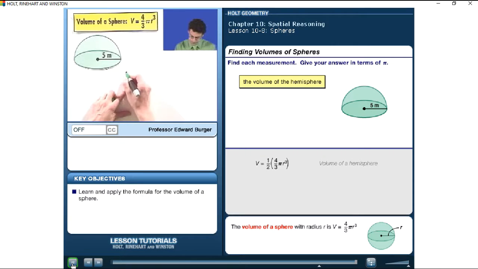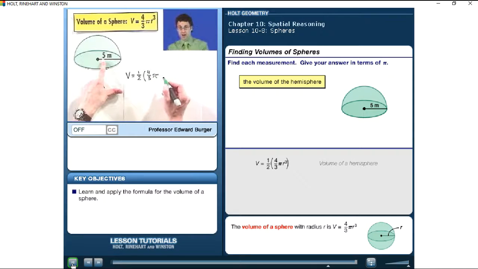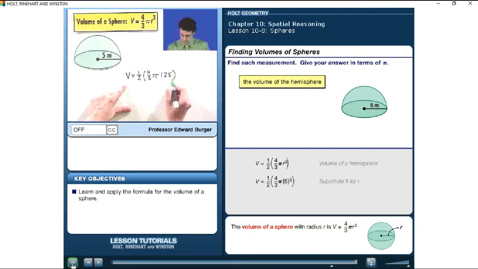So the volume will be 1/2 of the volume of the whole sphere, which is 4/3 pi r cubed. In this case, the r is 5, so 5 cubed is 125. And so we can simplify this a little bit because, in fact, this 4 divided by 2 just becomes a 2 on top, and 2 times 125 is 250 divided by 3 pi. And so my units are meters cubed, its volume, and there you have it.